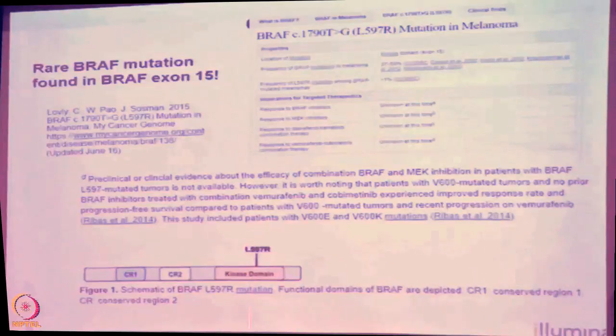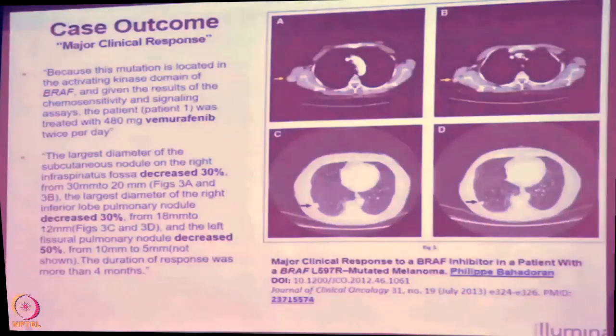Now, when they found this mutation in the kinase domain, with the help of chemotherapy, they gave another targeted therapy to block this one. They gave the kinase inhibitors, and this is the name of the kinase inhibitor, right? With this kinase inhibitor, in a few months, a 30% drop, and another few months, another 30% drop.